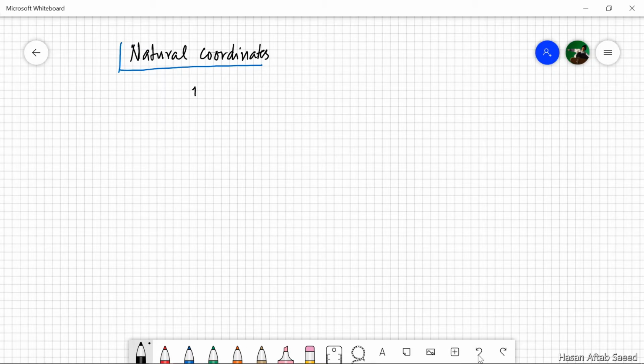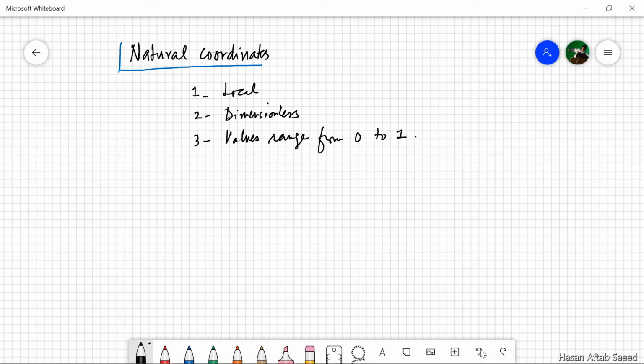Now these are coordinates that are local, dimensionless, and whose values range from 0 to 1. Let's see what these natural coordinates are. We'll start with the 1D element.